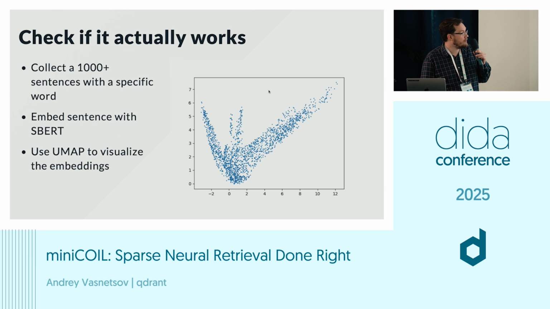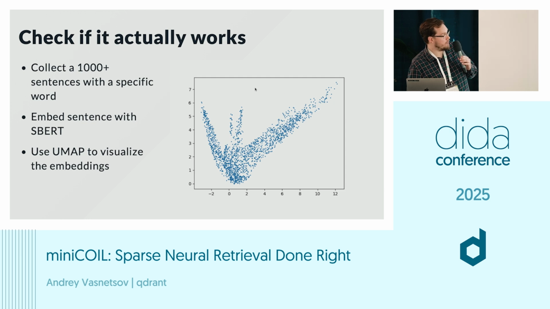So before we go into model details, we need to check if our approach actually works and how we can do this. So what we did, we took 1,000 random sentences from Common Crawl with a specific word. In this case, it's bat. We embedded the sentences with just a regular sentence transformer and visualized how those embeddings look. So those are embeddings for the word bat. Ironically, it looks like a bat as well, but it's not intentional.